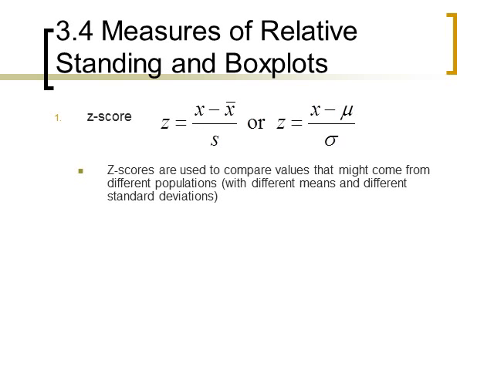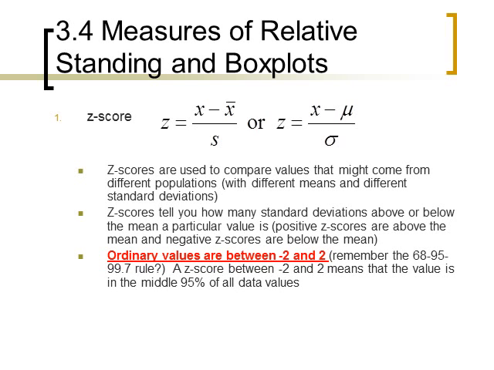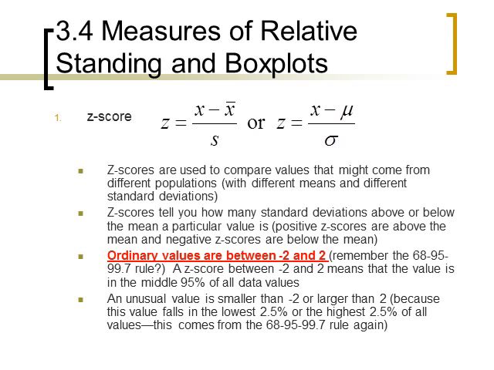So z-scores are used to compare values that could come from very different populations that have different means and different standard deviations. And z-scores actually let us plot values on an axis like a number line, and positive z-scores are above the mean or above 0, and negative z-scores are below the mean. And most values, 95% of them, fit between the z values of -2 and +2, and that would represent traveling within 2 standard deviations of the mean. So a z-score between -2 and 2 means the value is in the middle 95% of all data values.